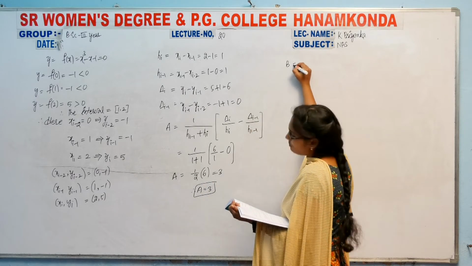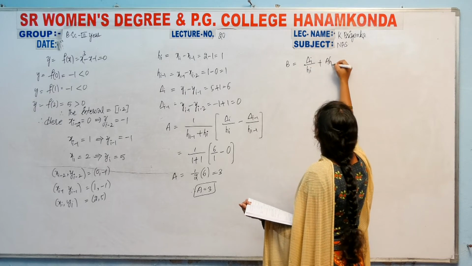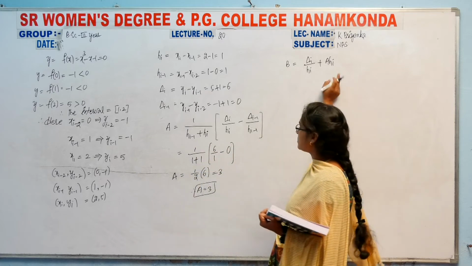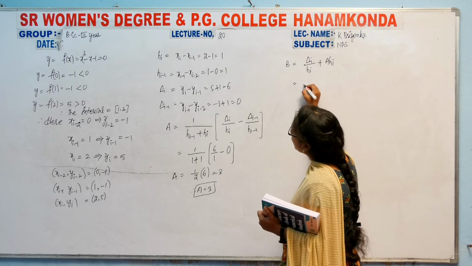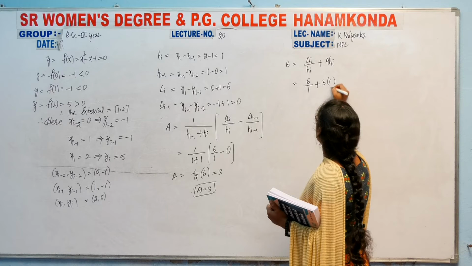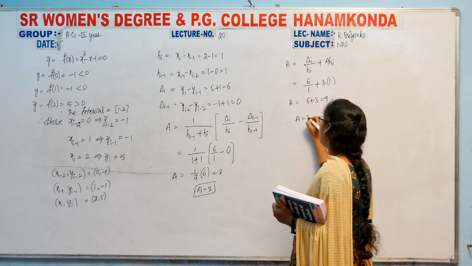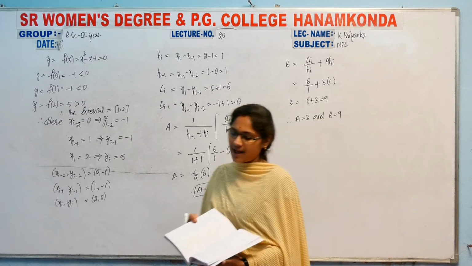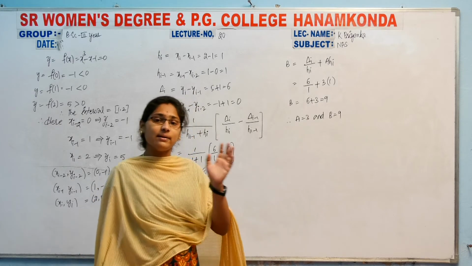Next, capital B. What will be the formula for this one? Delta I by hi plus A into hi. Actually here A means this entire value, right, into hi. Simply we have to calculate A first, then it is somewhat easy. Now what is delta I? 6 by 1 plus A is 3, hi is 1. Again 6 plus 3, which is equal to 9. Therefore A is equal to 3 and B is equal to 9. Now I have the values of A and B. Next we have to take the formula of xi plus 1.